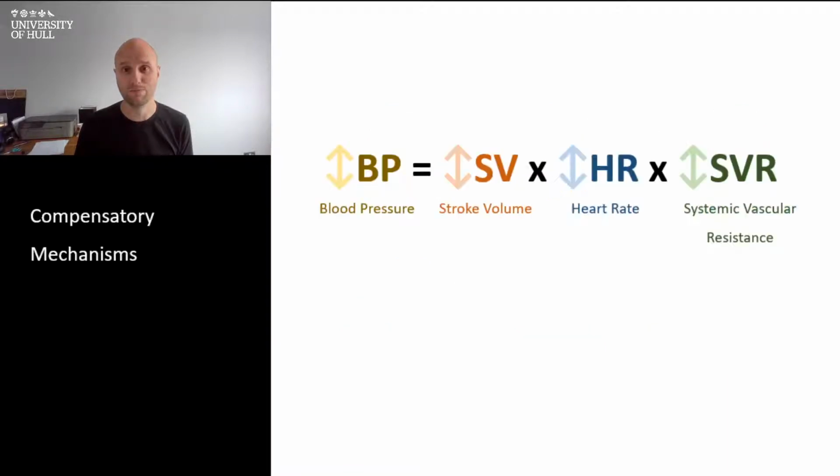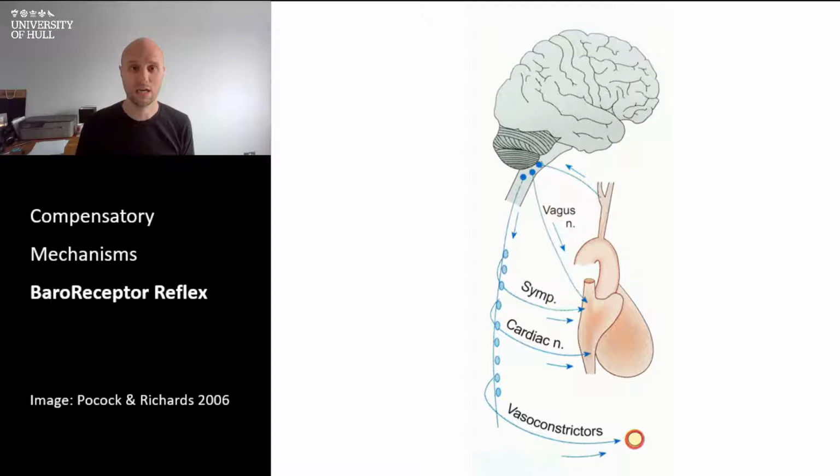metabolic processes. And we can combine those two relationships into this one statement here, where we're saying that the blood pressure may go up and down depending upon the stroke volume, the heart rate, and the systemic vascular resistance. And we'll look at how the baroreceptor reflex influences those different variables to improve the blood pressure and hopefully tissue perfusion.